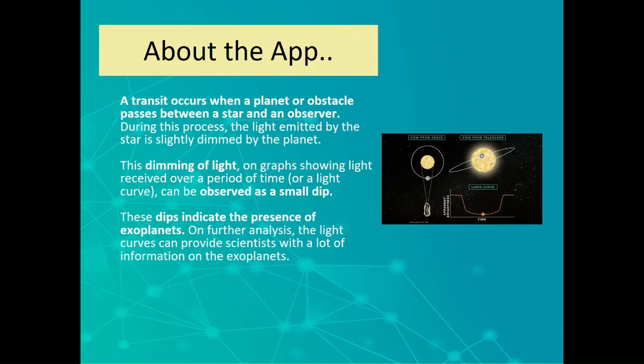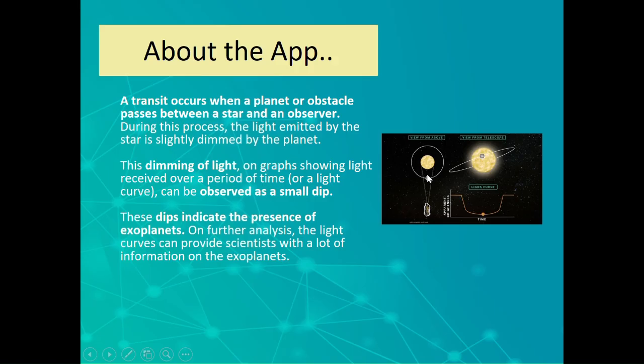So, a little about the app. Before I go into what the app does, I would like to give some background information. A transit is a phenomenon that occurs when a planet or an obstacle passes between a star and an observer. As you can see in this diagram, a planet is crossing in front of the star, and the observer through the telescope can see this.